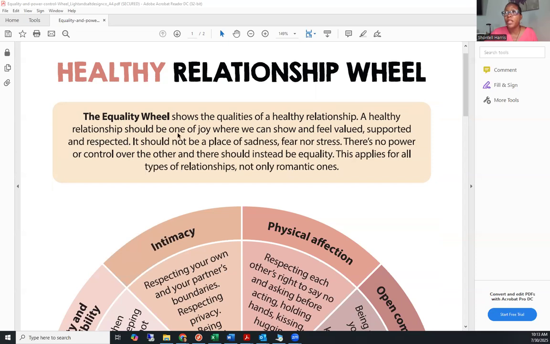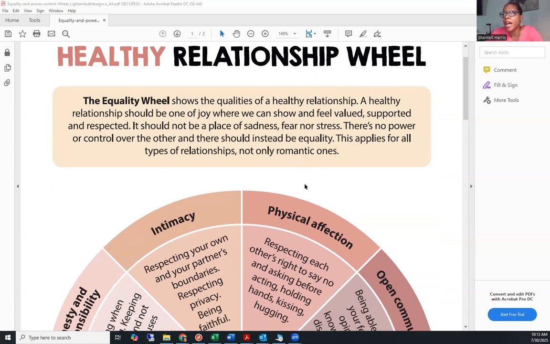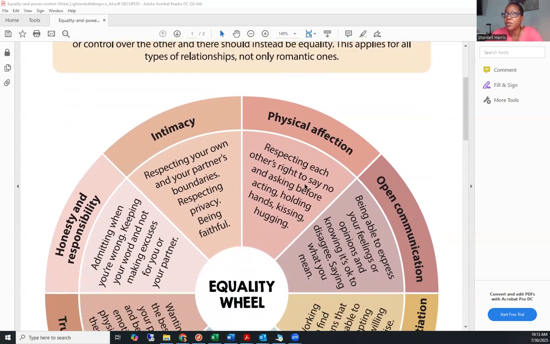A healthy relationship should be one of joy, where we can show and feel valued, supported, and respected. It should not be a place of sadness, fear, nor stress. There's no power or control over the other, and there should instead be equality. This applies for all types of relationships, not only romantic ones. So here we go. Here's the wheel.